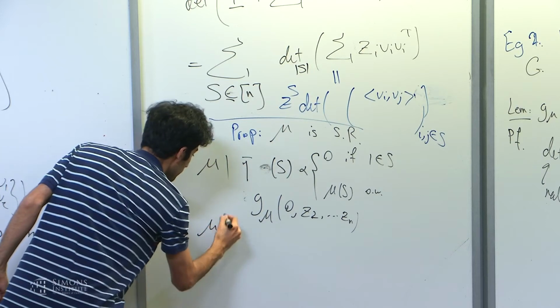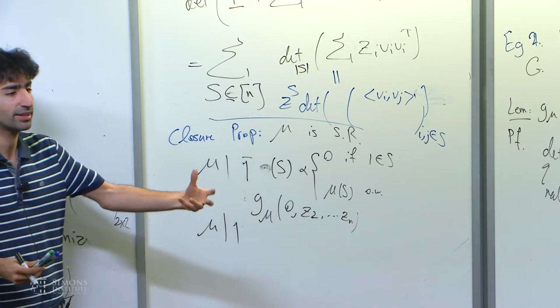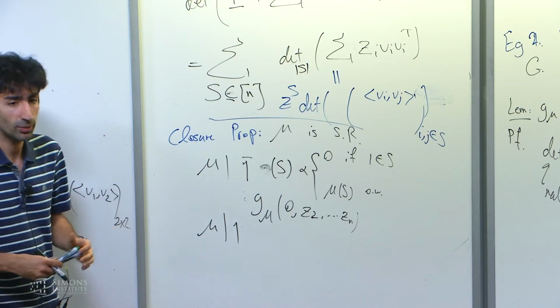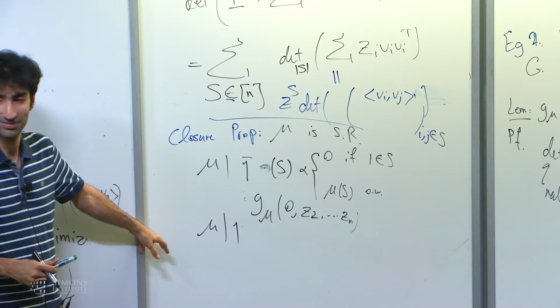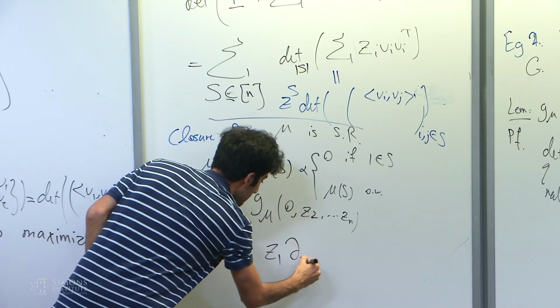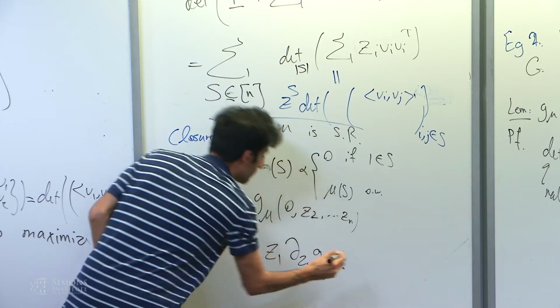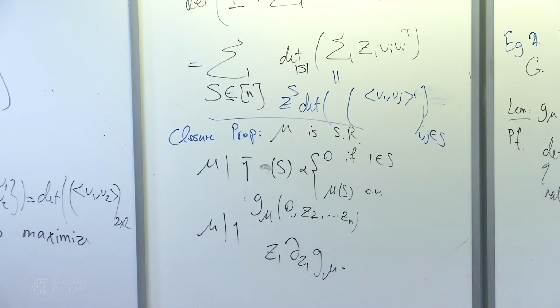Another thing is mu conditioned on 1. Now you condition on element 1 being in the sample. You throw away everything that does not contain 1. How about this one? It's the derivative: you just look at z1 times the partial derivative in z1 of g mu. Okay, some simple exercises.